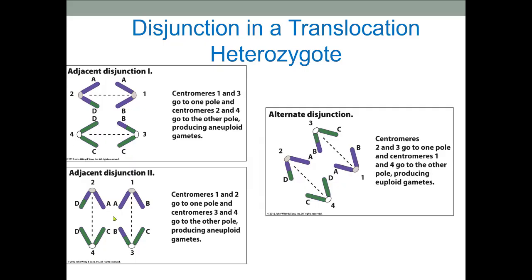If we have adjacent disjunction in the other direction, we'd have the same problem. Now here, 2 copies of A and no C going up, or 2 copies of C and no A going down. All of these would be aneuploid gametes.